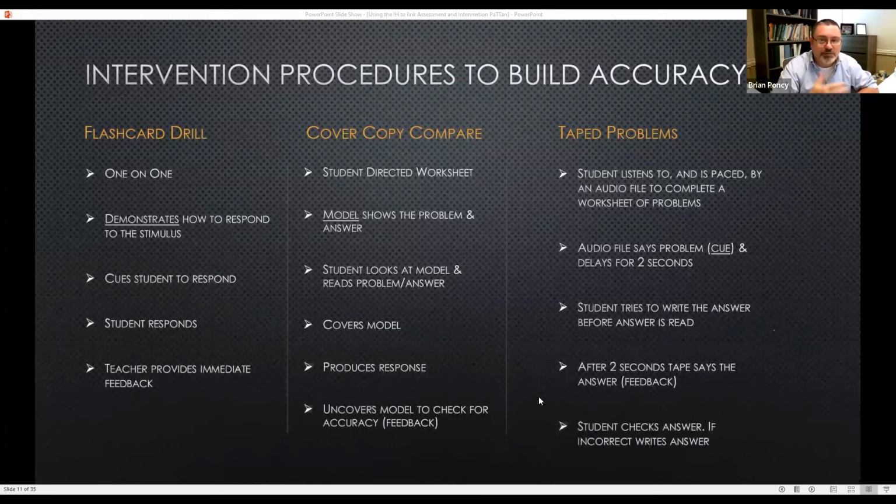And then tape problems is the last one. And this is just a worksheet. I have examples I'm going to show here in the PowerPoint to show you what these look like. But tape problems is basically a series of problems. And the tape reads the problem, provides a brief 2-second delay, and then provides the answer. And so again, now we're removing those antecedent conditions. We're just saying 2 + 4 is 6, and the child's trying to beat the tape.